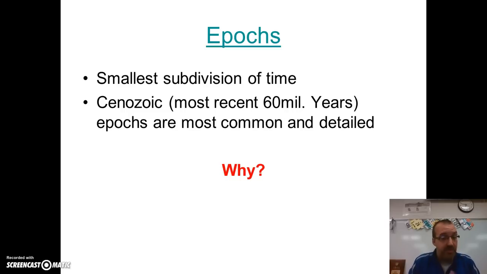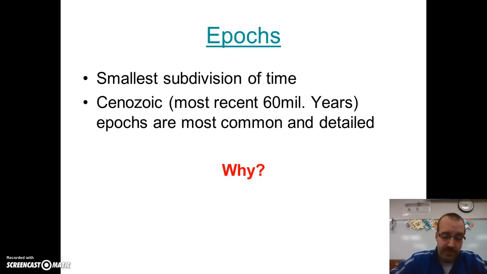And remember, humans have only been around for the last 100,000 years. So humans have not been around for a significant portion of Earth's history. And in the activity that we're going to do in the next couple of days, hopefully that will sink in. So I want you to pause this and answer the question why. Why do you suppose we have the most detail of the last 60 million years?